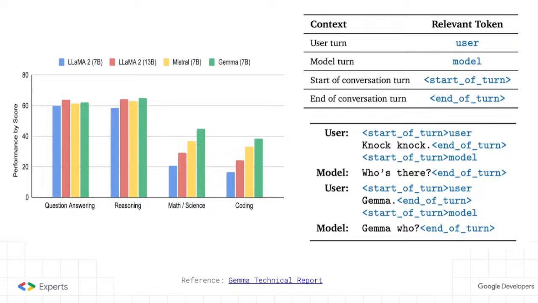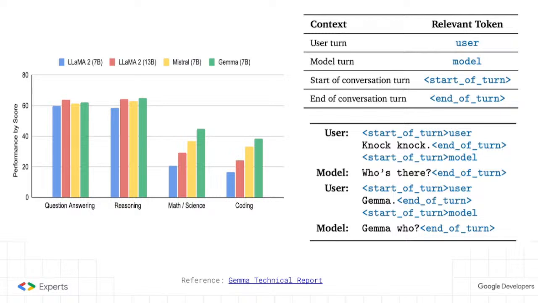If end of turn is not closed and if you are not following this format, you have to train your model again. Each model, whether it is Mistral, Llama, or Gemma, has special tokens which you need to keep in mind. This is from the technical report. You can look at this technical report.